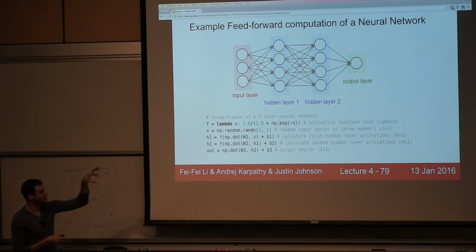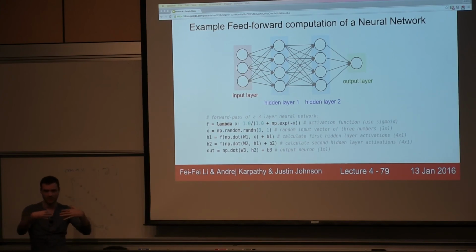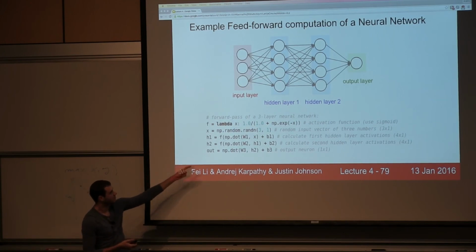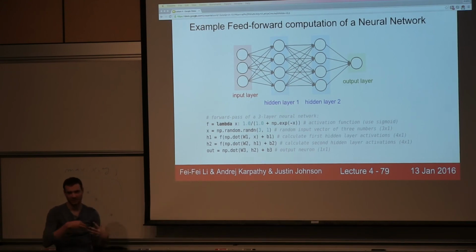And that's why we arrange them in these layers, where neurons inside a layer can be evaluated completely in parallel, and they all see the same input. So it's a computational trick to arrange them in layers. This is a 3-layer neural net, and this is how you would compute it. Just a bunch of matrix multiplies, each followed by an activation function.